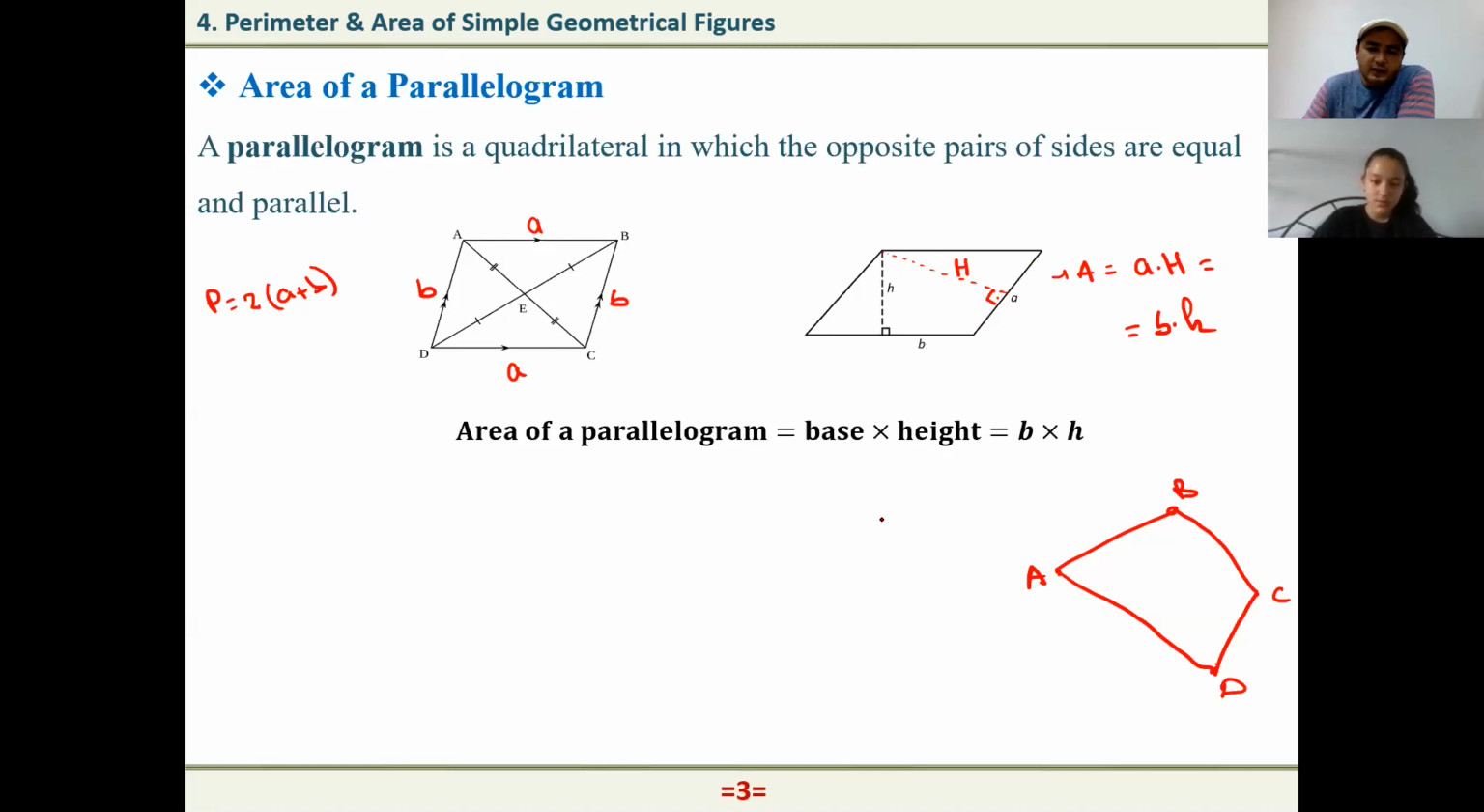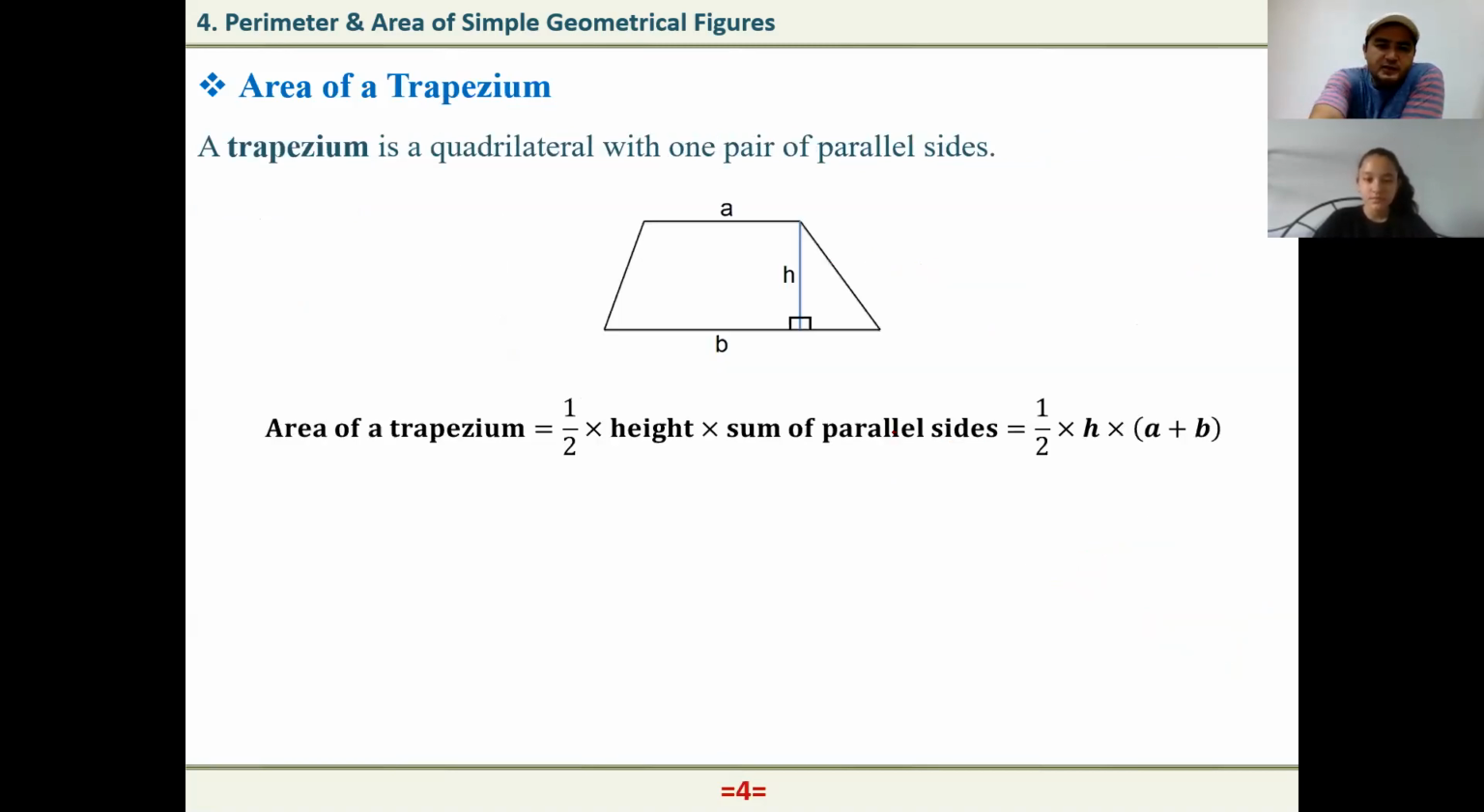Another one is the trapezium. So what is a trapezium? Again, it's another special quadrilateral with one pair of parallel sides, right? In a parallelogram, both pairs of opposite sides are parallel to each other. If only one pair of sides is parallel, then we say it is a trapezium. So here, this side is parallel to this side. But how about this side? They are not parallel. They don't have to be parallel, right? So we call this a trapezium.